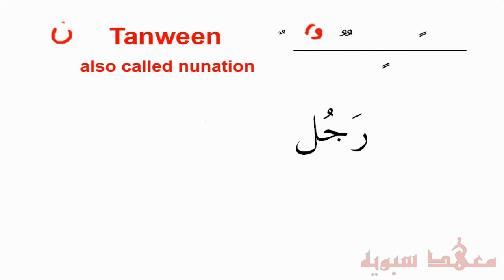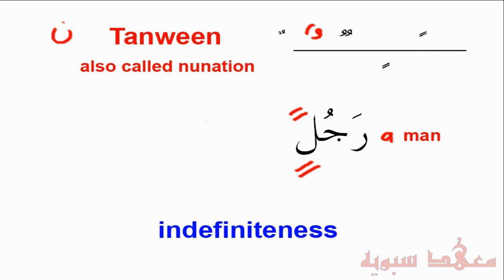So here we have the word rajul, which means man. Now, if we want to say a man, we'd put tanween. Either the two dhammas, the two fathas, or the two kasras. So either rajulun, rajulan, or rajulin. They all indicate a man. So the main usage of tanween is indefiniteness. So it's giving the sound of a noon with a sukoon at the end of the word.